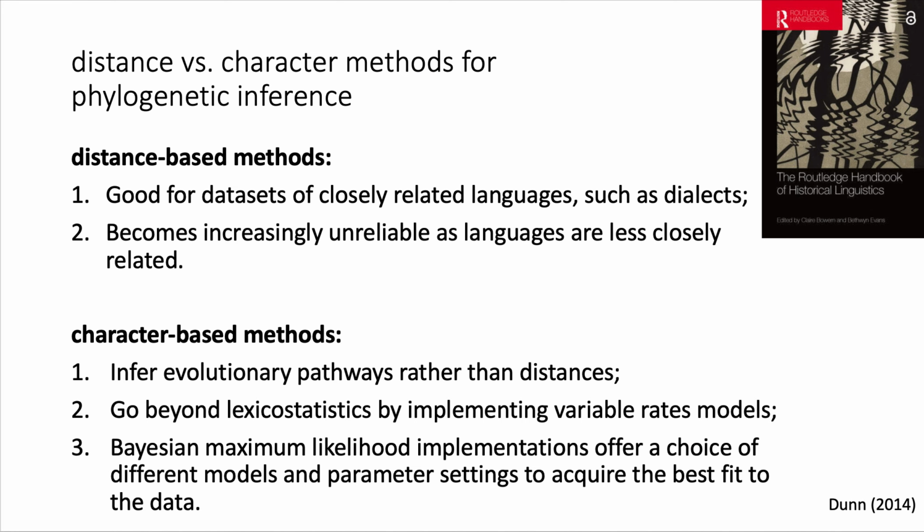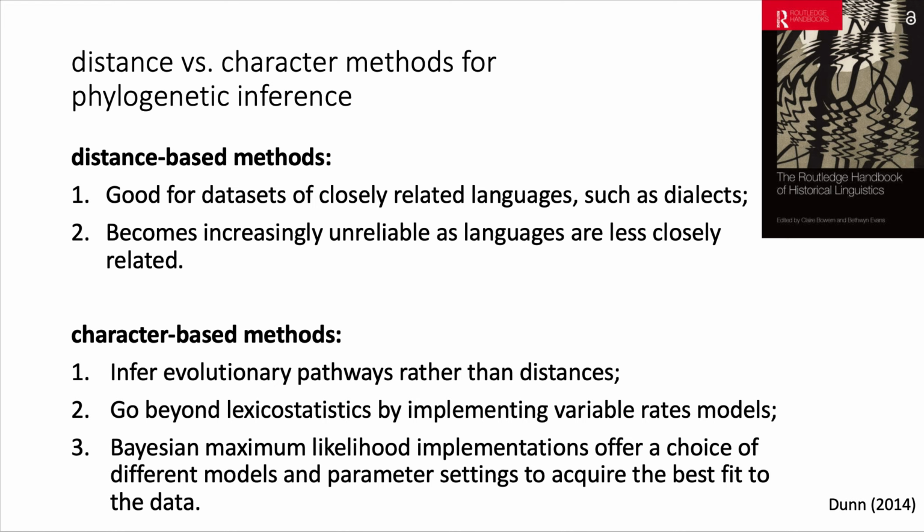So how does phylogenetics work? The key paper for you to read is called Language Phylogenies. It's by Michael Dunn in 2014 from the Routledge Handbook of Historical Linguistics that you see in the top right corner. This is a very interesting book on historical linguistics, especially for those of you that are interested in the connections that historical linguistics has to other disciplines, such as archaeology and genetics.